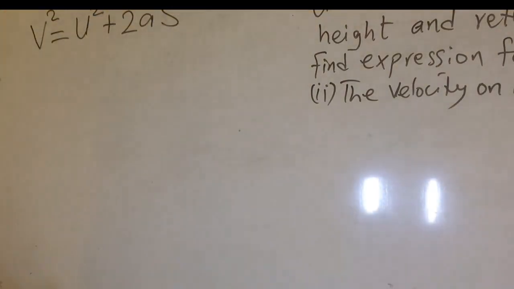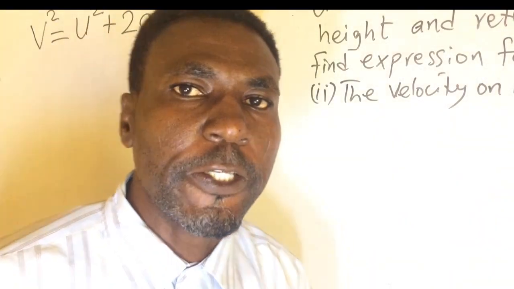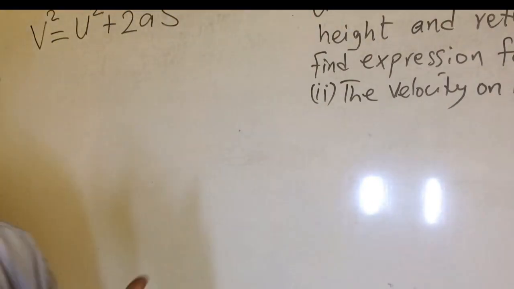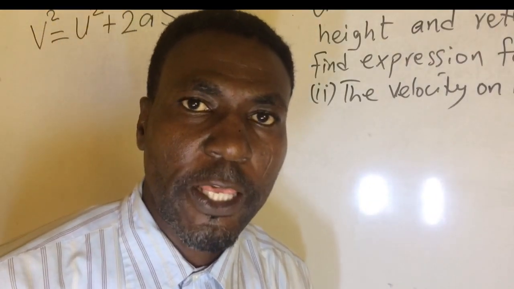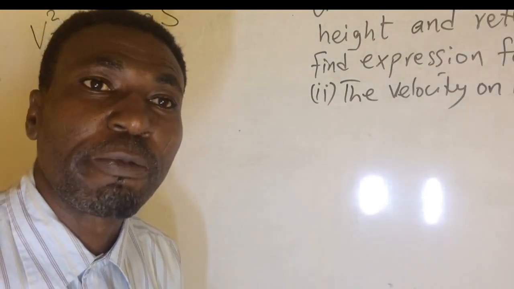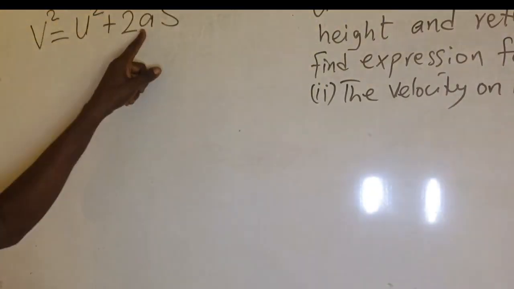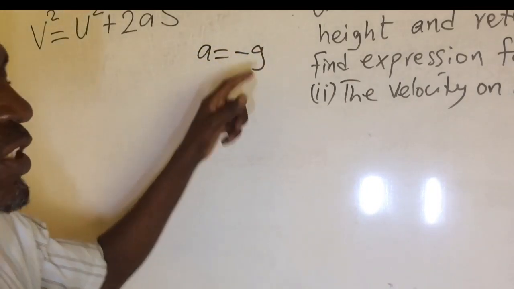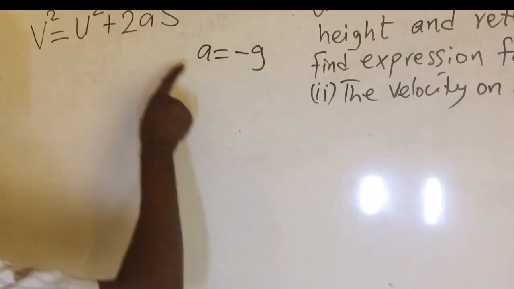Now using this formula, v stands for final velocity, u stands for initial velocity, a stands for acceleration, and s stands for distance or height. The question says a stone is thrown up vertically. That means it is against gravity. Now this acceleration will become a equals minus g, because it is against gravity. So now we replace this with this one.